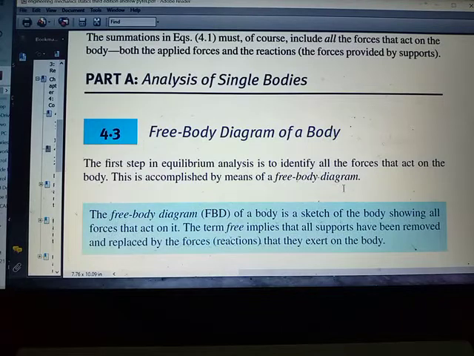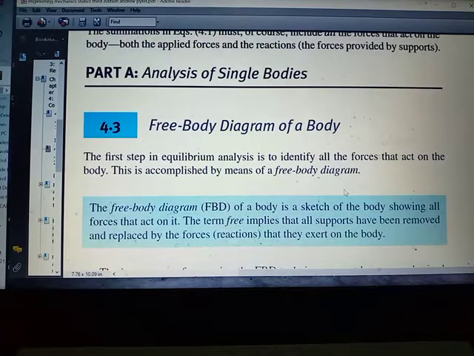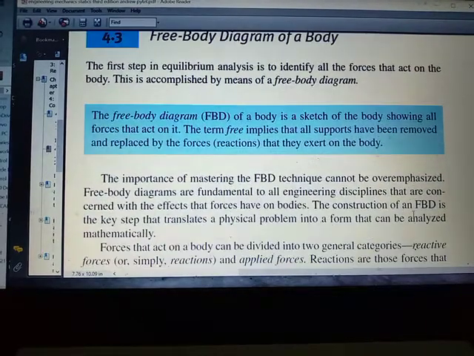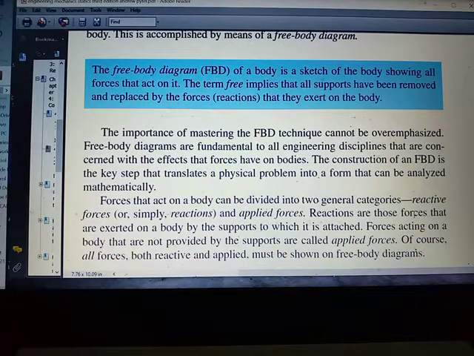So, ito yung pinaka-importante nating dapat tandaan. Ano yung free body diagram? The free body diagram is a sketch of the body showing all the forces that act on it. The term free implies that all supports have been removed and replaced by forces. Ibig sabihin, sa mga supports mo, i-remove mo yung place na yun, and then magre-replace ka ng forces. So, paano nga ba? The importance of mastering the free body diagram technique cannot be overemphasized.